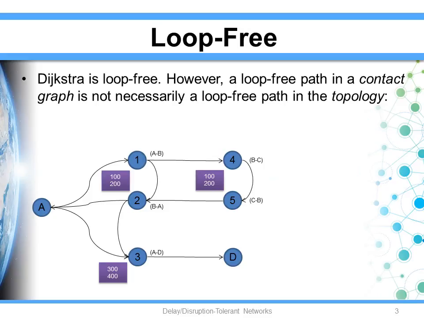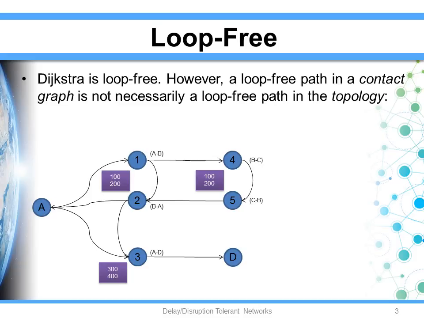So one consideration from the Dijkstra execution over a contact graph is the loop-free property of Dijkstra. By definition, Dijkstra is loop-free. You don't go back, you do not consider the same visited node. And this is good, and this is something we do want out of a contact graph. However, this loop-free property in a contact graph is not necessarily a loop-free property in the topology of the network.